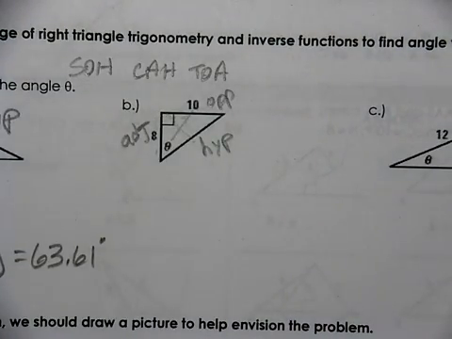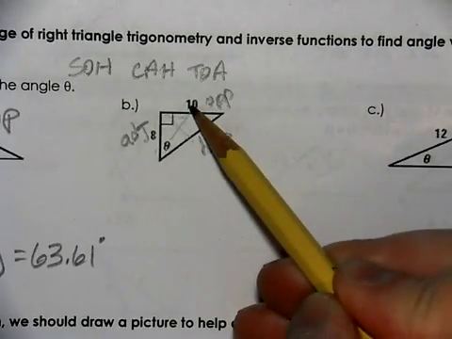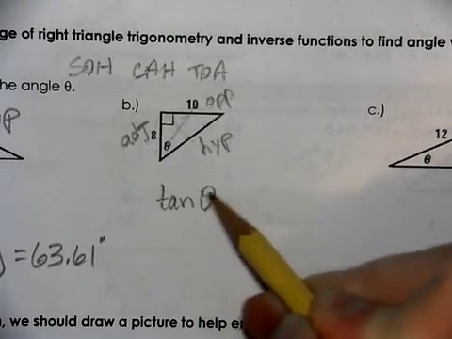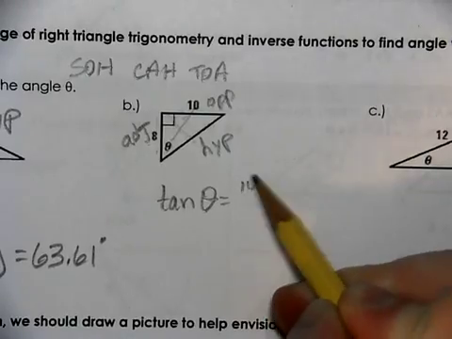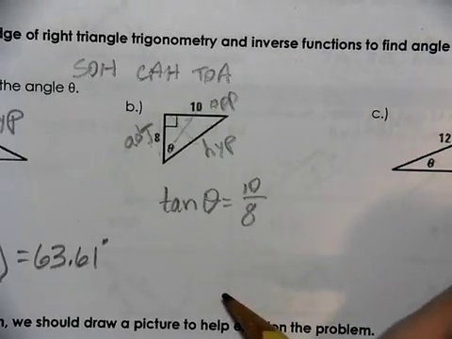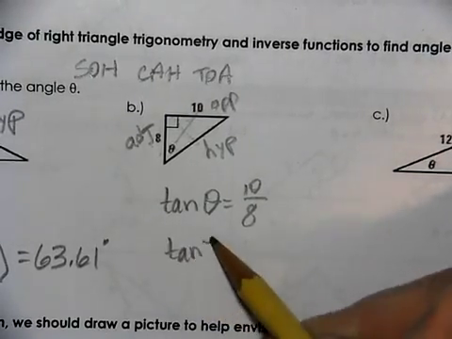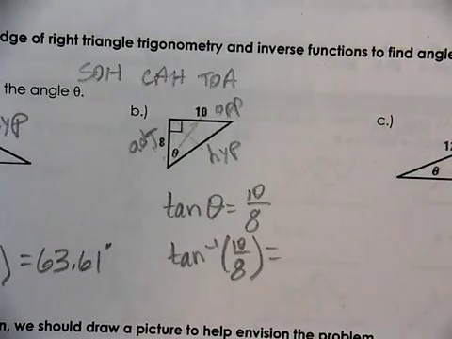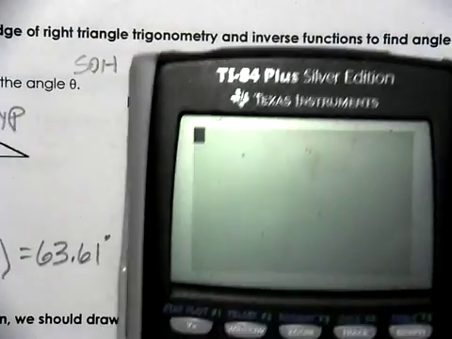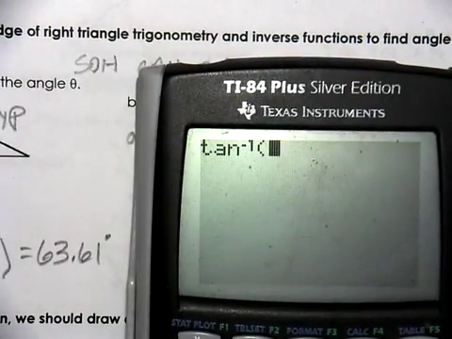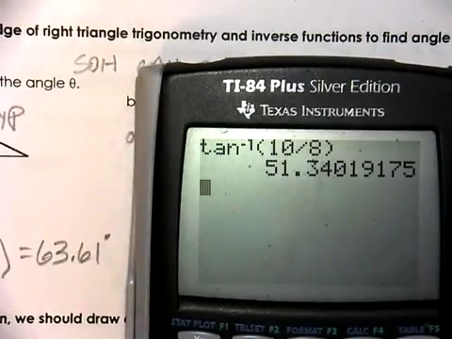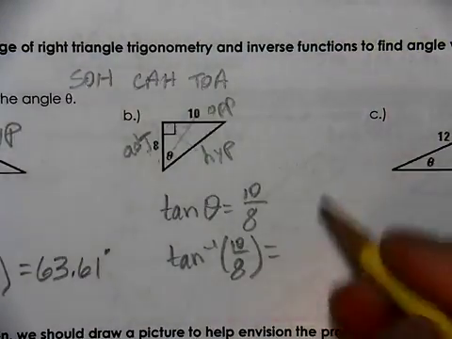So which trig function would we use? Opposite over adjacent. Tangent of our theta is the opposite side over the adjacent. So we're going to say tangent inverse of 10 over 8 to help us figure out what that actual angle is. Tangent inverse of 10 divided by 8 comes out to be 51.34.